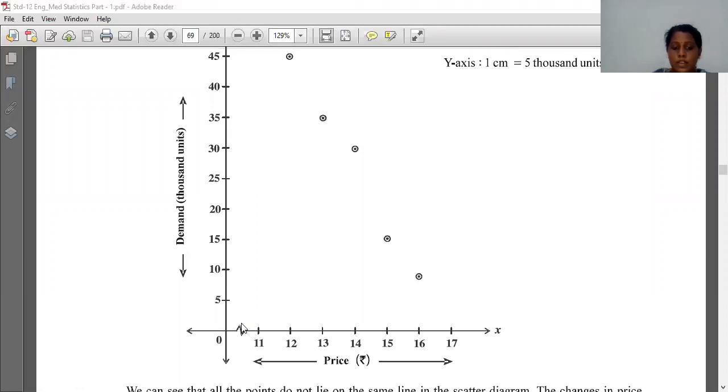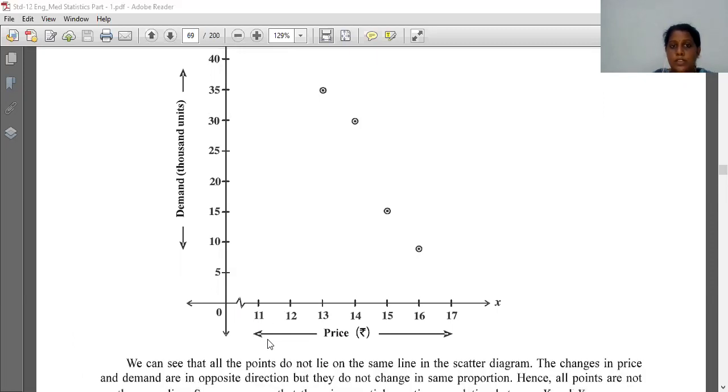Why is this double line used? Because here we are directly starting from 11, 12, 13, 14. If we were starting from 0, taking 1, 2, 3, 4, 5, then there would be no need of using this approximate value sign. Here we are using the double line because we are writing the numbers from 11. That's why this type of sign is used, right?